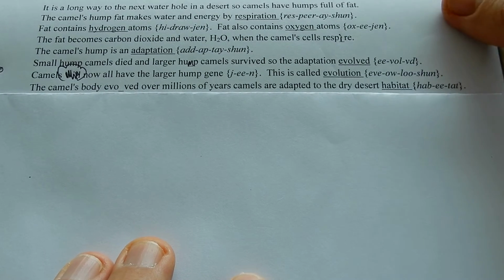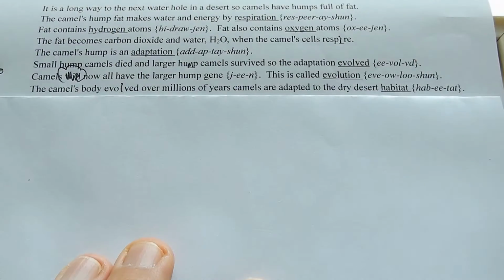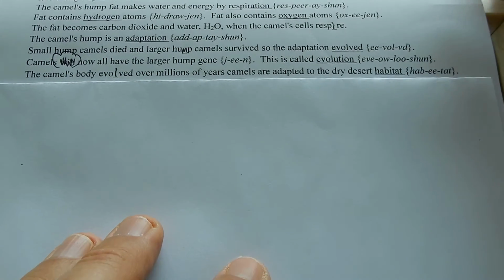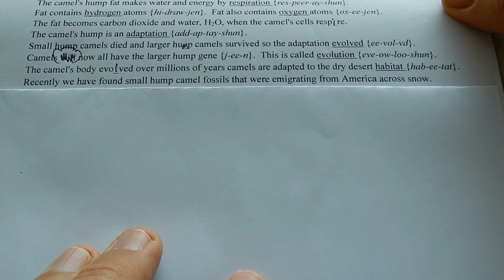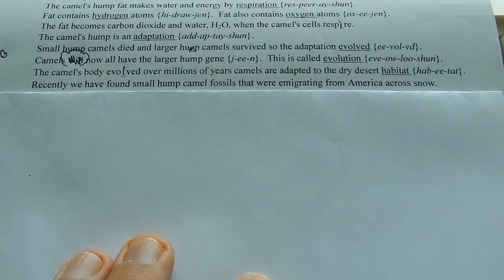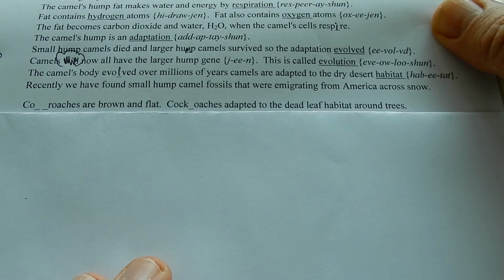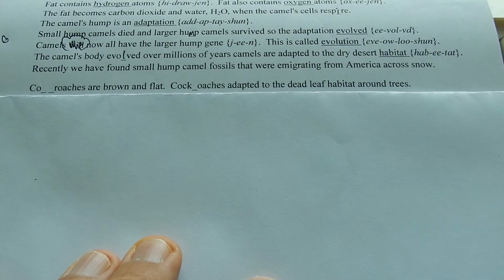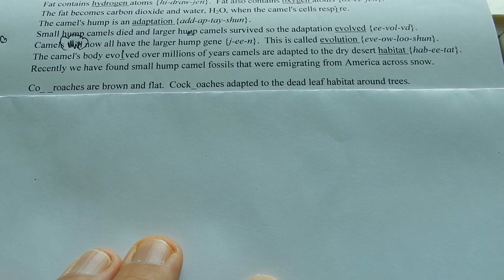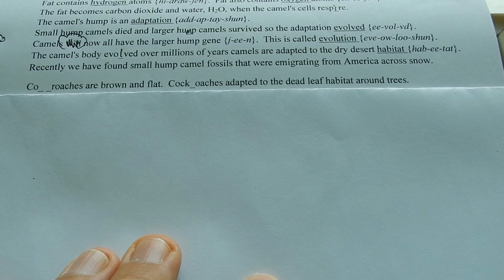The camel's body evolved over millions of years. Camels are adapted to the dry desert habitat. Recently, we have found small hump camel fossils that were emigrating from America across snow. You need loads of food if you're going to cross snow, so the hump was very useful. And the wide feet of the camel were also very useful for crossing snow.